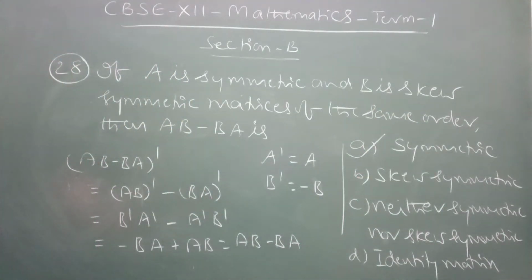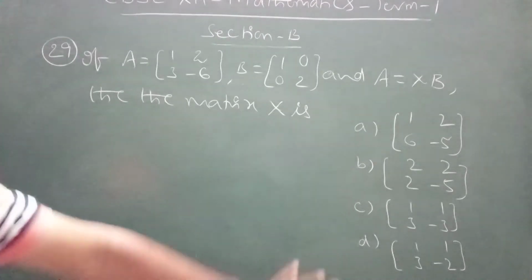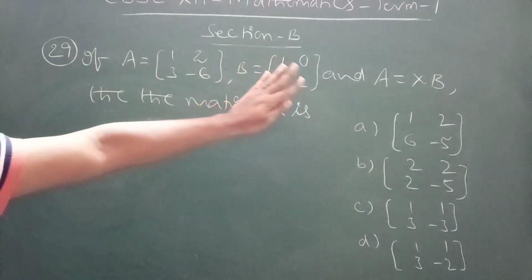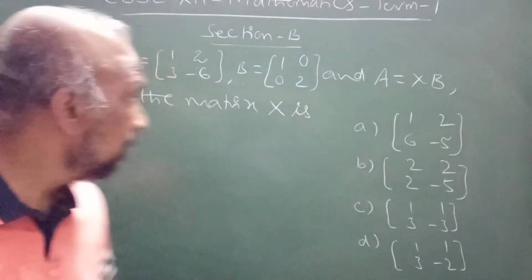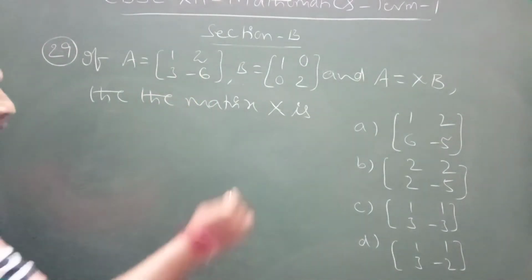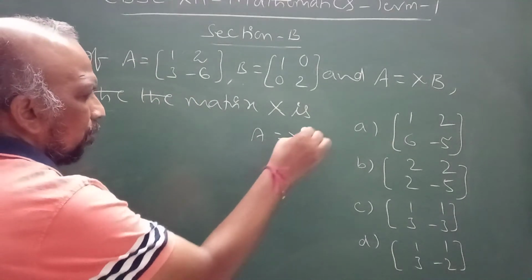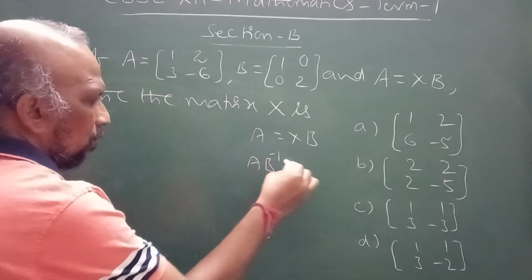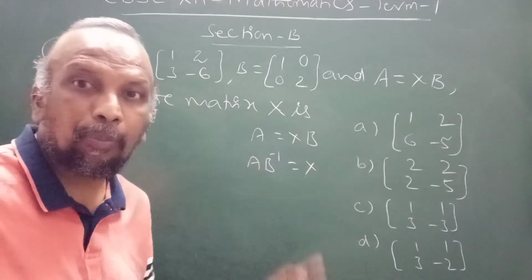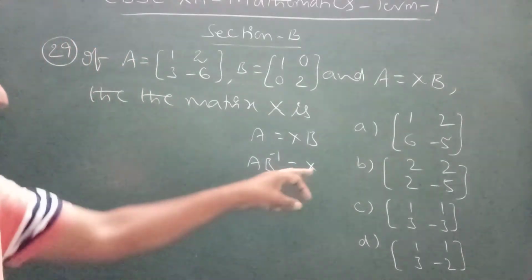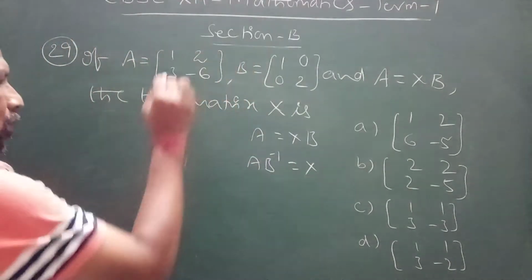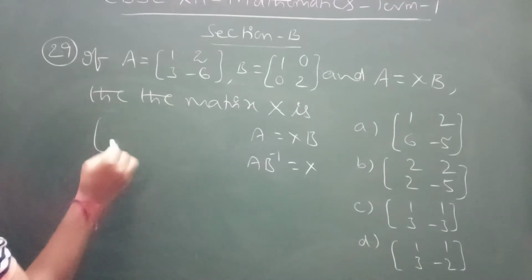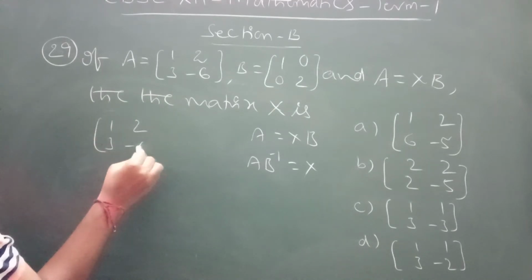The answer is symmetric. Now in this problem they are given matrix A and matrix B. They are given A equal to XB. They are asking for the matrix X. When A equal to XB, I want X, so A B inverse equals X, operating B inverse on both sides. A B inverse is equal to X. What is B inverse? You can write the matrix as 1, 2, 3, minus 6.